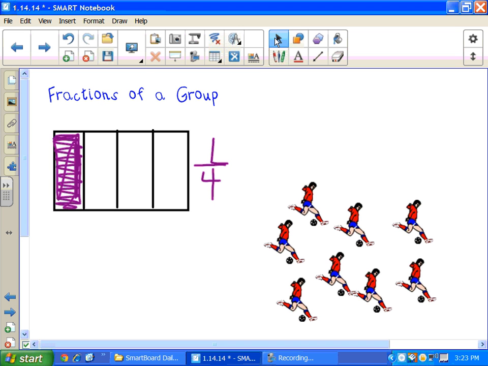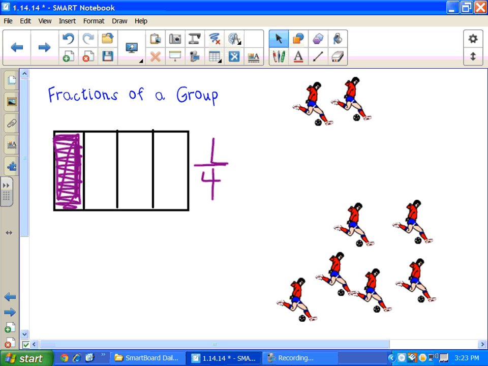I have 1, 2, 3, 4, 5, 6, 7, 8 players on this team. So I need to separate them into 4 equal groups. So think about that for a second. How many players would I need to put in each group so that I end up with 4 equal groups? Well, if you said 2, you're right.